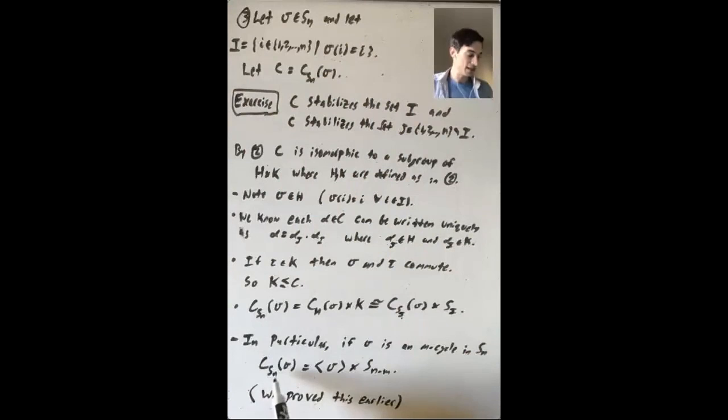So we see in this case that the centralizer of our permutation sigma in S_n is a direct product of the cyclic subgroup generated by sigma times S_{n-m}, the permutations on the other n minus m elements. And this is something we proved earlier, but now we're understanding it in a different way.